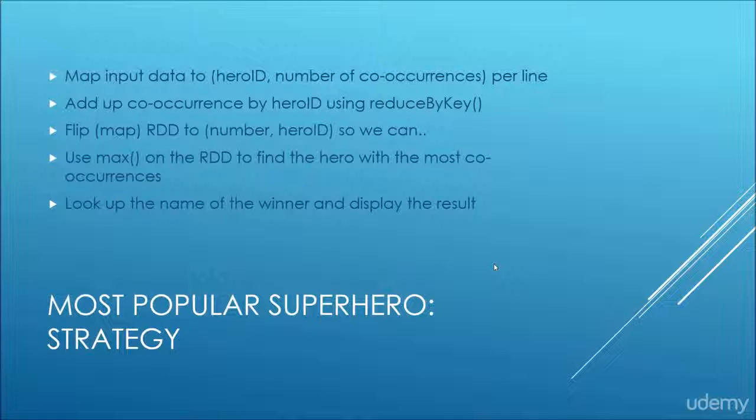And then, since we want to find the most popular superhero, we're going to have to flip that around. Like we've done before, we're just going to swap the keys with the values and end up with a key value RDD of the number of occurrences as the key and the hero ID as the value. And then call max on that RDD to find the hero with the most co-occurrences. Finally, we'll look up the name of the winner and display the result. So let's look at the code and run it.